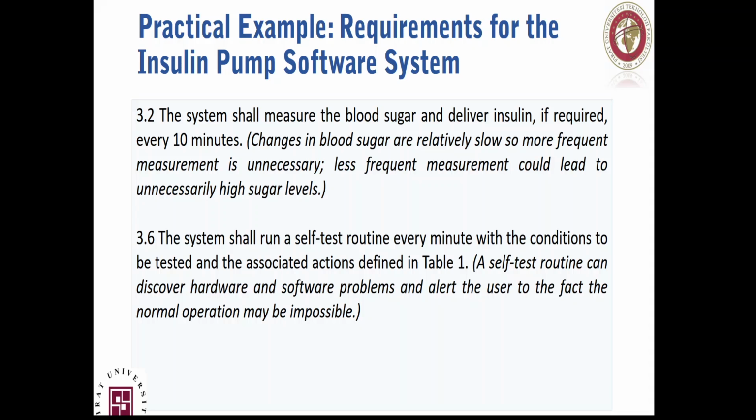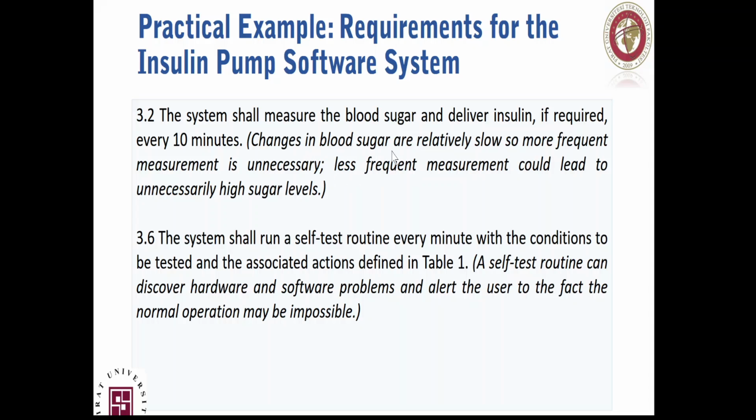Now look at this italic. So this is an italic explanation about the statement here. Changes in blood sugar are relatively slow, so more frequent measurement is unnecessary. Well, you may ask, or maybe it's already a question in your mind, why 10 minutes? So this exactly explains it.